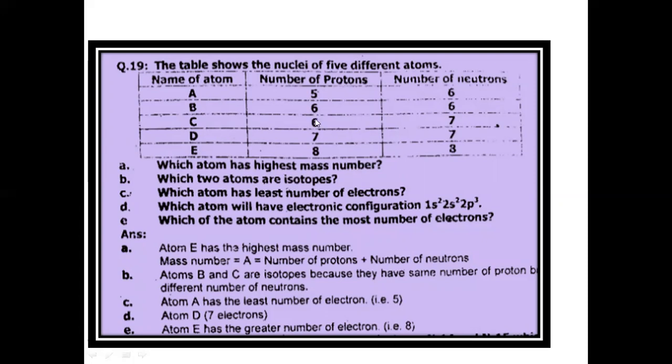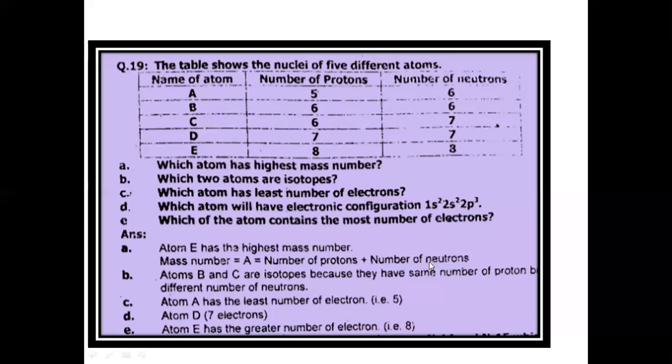So mass number is the sum of protons plus neutrons. So 5 plus 6 is 11. 6 plus 6 is 12. And 6 plus 7, 13. 7 plus 7, 14. And 8 plus 8, 16. It means 16 is the highest mass number. So which atom has the highest mass number? Atom E has the highest mass number, which is 16. Mass number is number of protons plus number of neutrons, meaning 8 plus 8 equals 16.